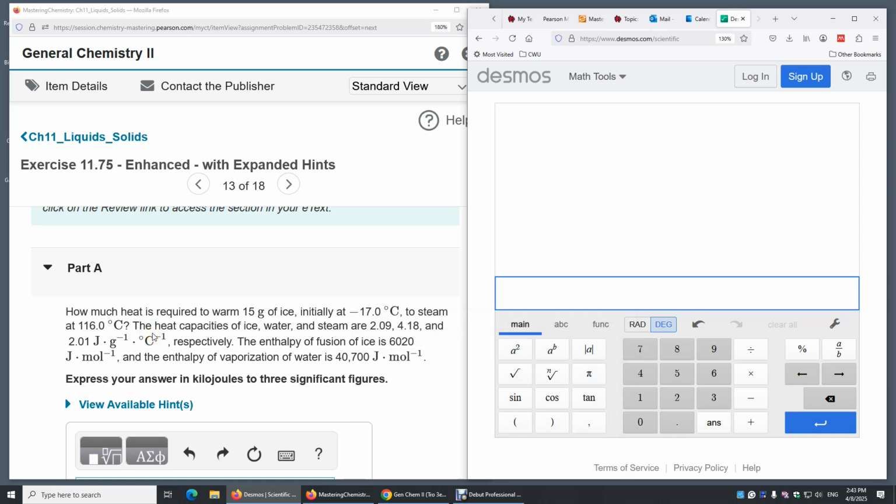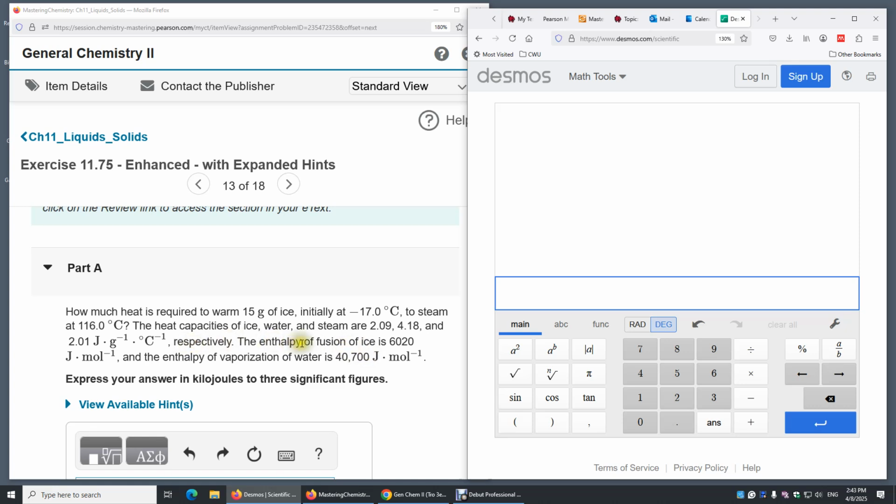Chapter 11, Liquids and Solids. Exercise 11.75. Part A. How much heat is required to warm 15 grams of ice initially at negative 17 degrees Celsius to steam at 116 degrees Celsius? The heat capacities of ice, water, and steam are given. The enthalpy of fusion and the enthalpy of vaporization are also given.